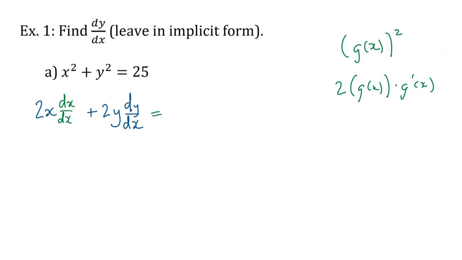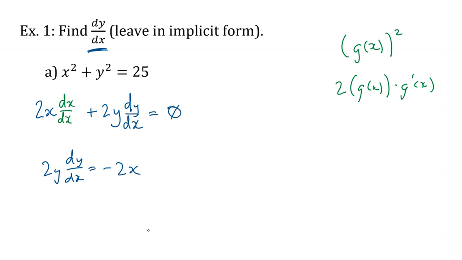Okay, so what's the derivative of 25? 0. Okay, so we have taken the derivative. When it says leave in implicit form, you have to solve, but it says find dy by dx. We haven't found that. We've taken the derivative, but we haven't found dy by dx. So we have to rearrange and isolate for dy by dx. Okay, so this ends up being 2y dy by dx equals negative 2x.